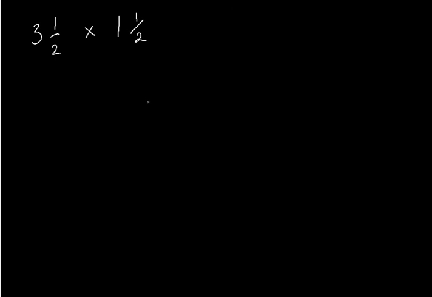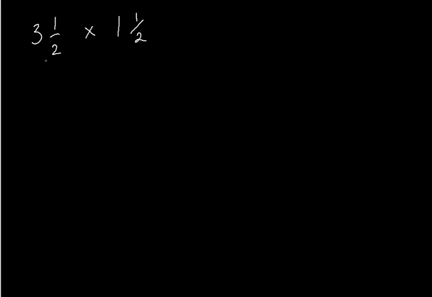How would you multiply those two? Well, the first thing you're going to have to do is turn that into an improper fraction and that one into an improper fraction. If you don't know how to do that, then you need to watch one of my previous videos on changing improper fractions and mixed numbers into one another. So in this case, I'm going to try to change that into an improper fraction.